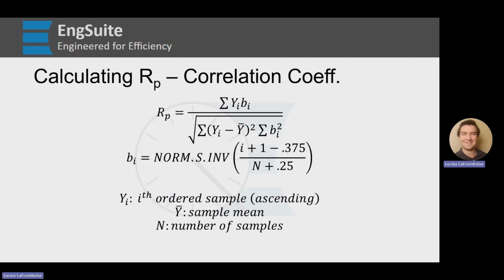So let's pop back in and let's start to filter this out a little bit more. We're going to now say that RP is the same, bi equals norm.s.inv of i plus 1 minus 0.375 over n plus 0.25, where y again is the ith ordered sample, y bar is the sample mean, and n is the number of samples.